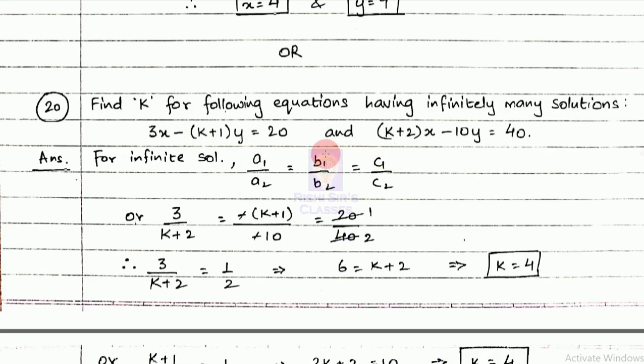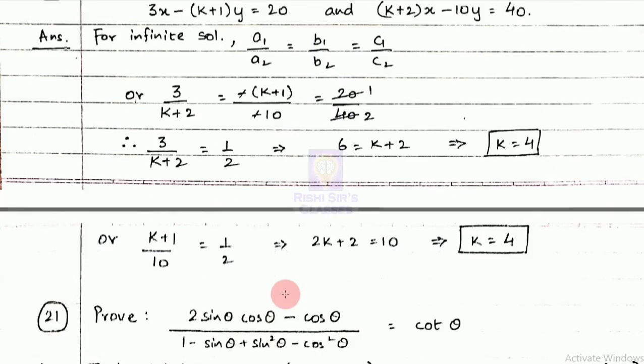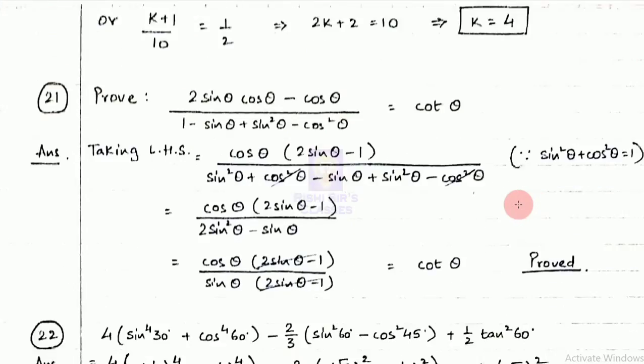Just remember this: if you are taking C1 and C2 on the left hand side, then both of them should be on the left hand side, or both constants should be on the right hand side. So C1 here we are taking as 20 and C2 we are taking as 40. After that we can simplify and compare, and we find the value of k as 4. Moving on to 21st question.